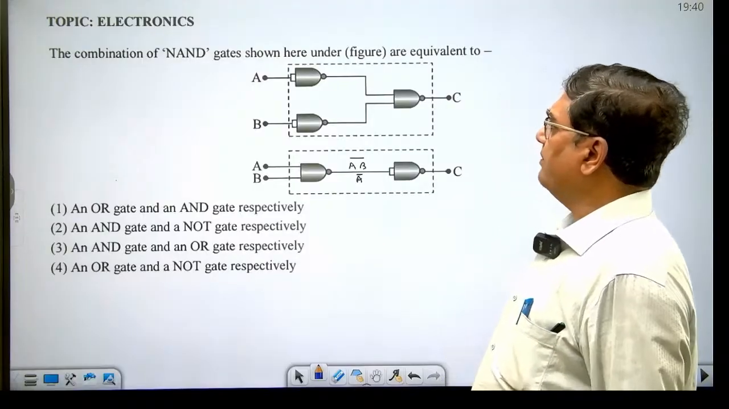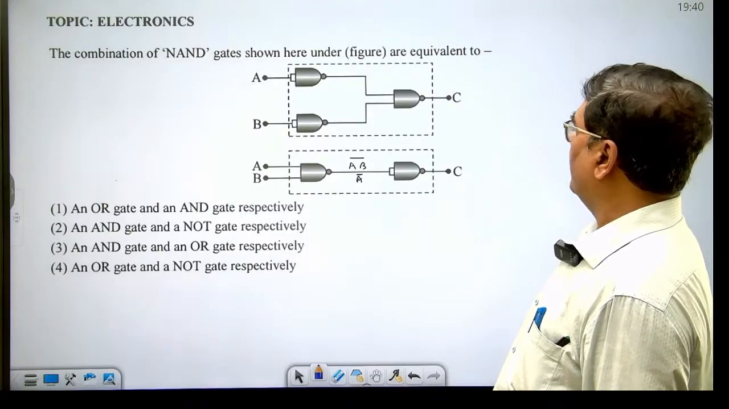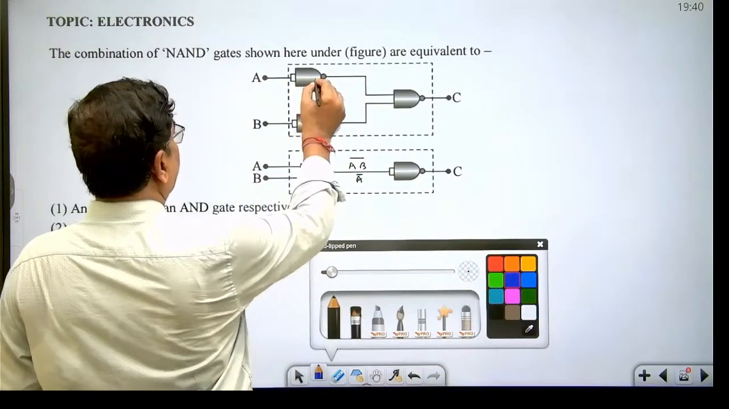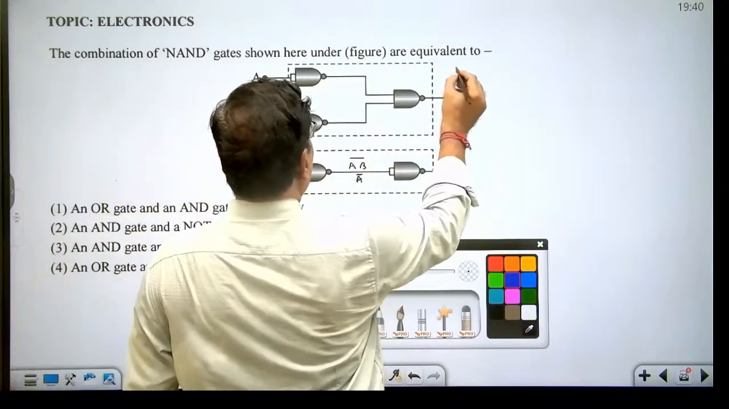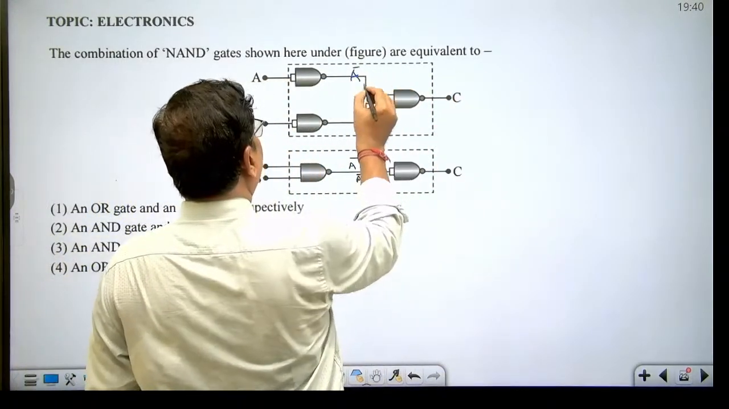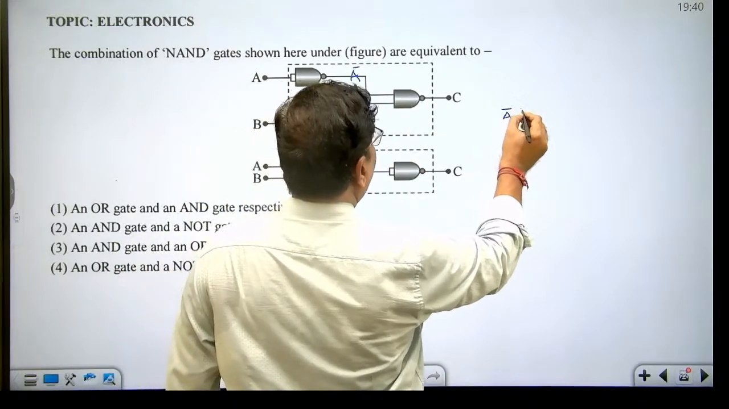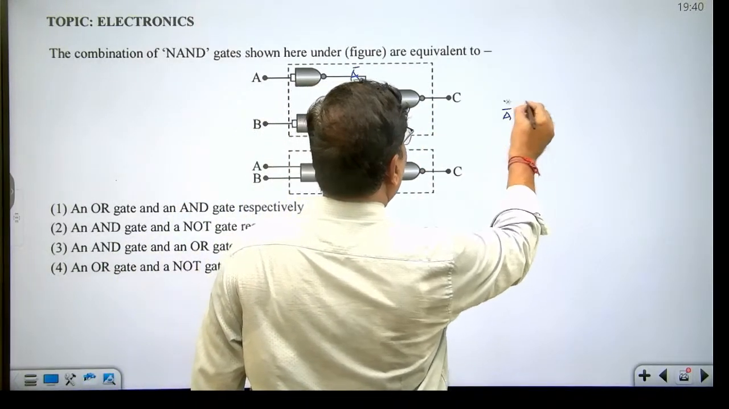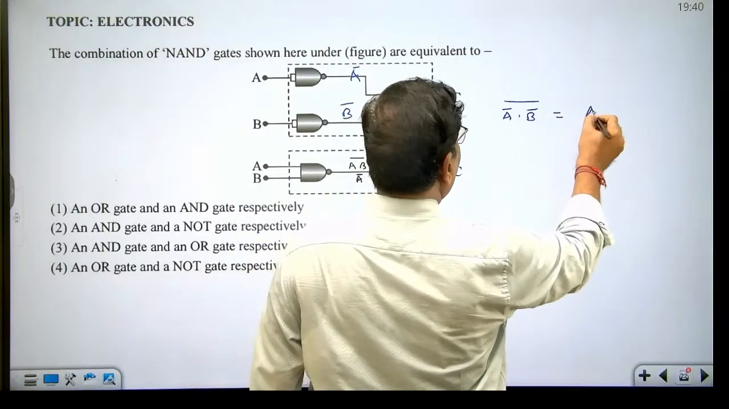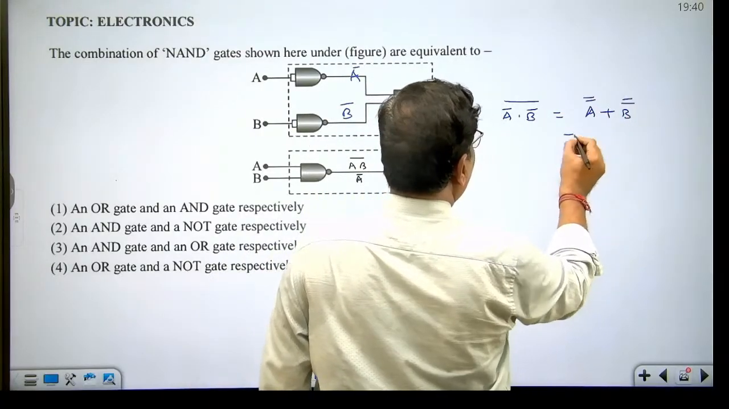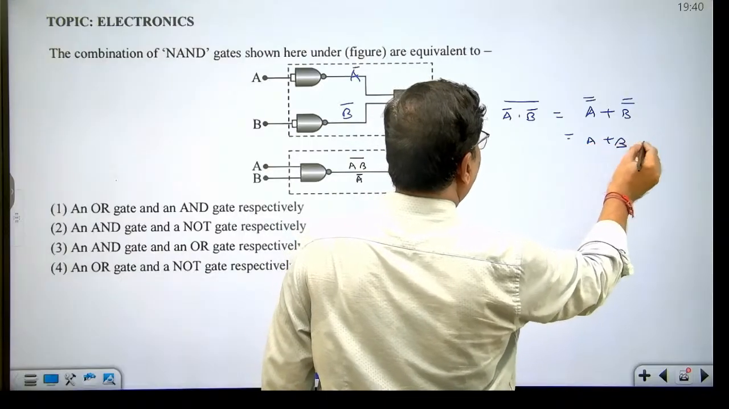The combination of NAND gates shown here under the figure are equivalent to. This is a very good question now. This is A. So this will become A bar. This will become B bar. And A bar dot B bar, whole bar, means this will become A bar bar plus B bar bar from De Morgan's theorem. So this will become OR gate.